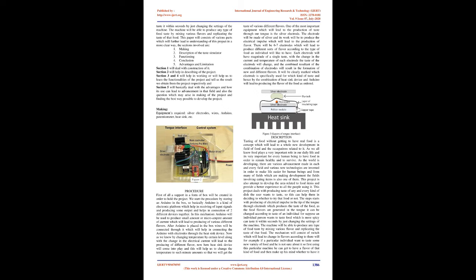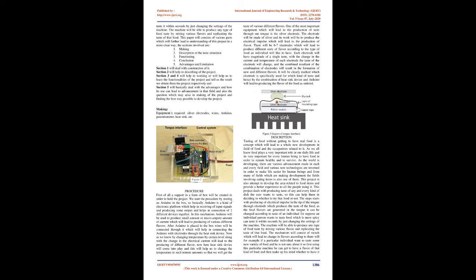As the food flavors are generated in the tongue, they can be changed according to the taste of an individual. For example, if a person wants to taste food which is spicy, they can taste it within seconds by just changing the settings of the machine. The machine will be able to produce any type of food taste by mixing various flavors and replicating the taste of that food.